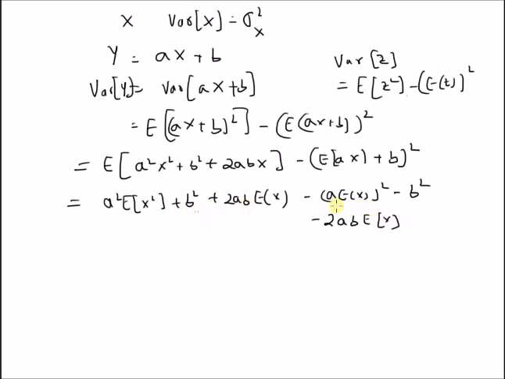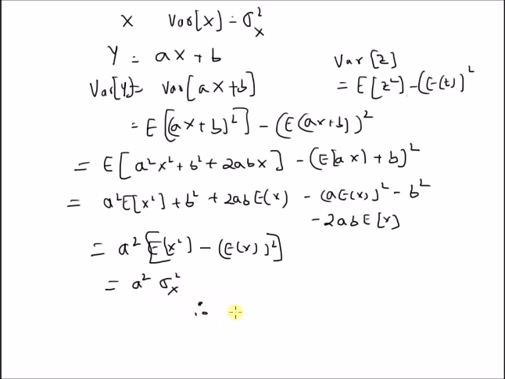By cancelling the terms that are inverses of each other, we are left with a square multiplied by expectation of x square minus expectation of x whole square. And this is by definition equal to variance of x. So this is equal to a square times sigma square x.